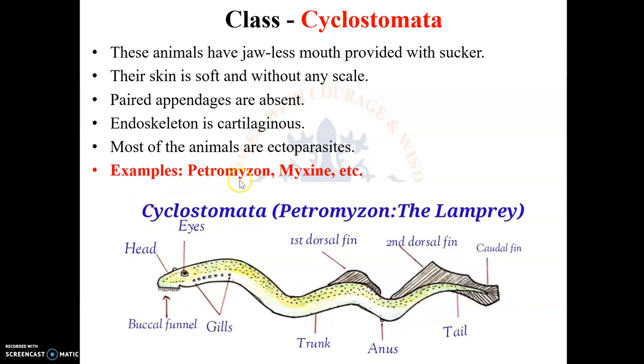For example, petromyzon and myxine, etc. Picture shows petromyzon with different body parts like eyes, head, gills. Then this is the sucker, the trunk, anus. Over here tail is there and they have 2 dorsal fins. This is the first one and this is the second one, and finally they have a caudal fin.